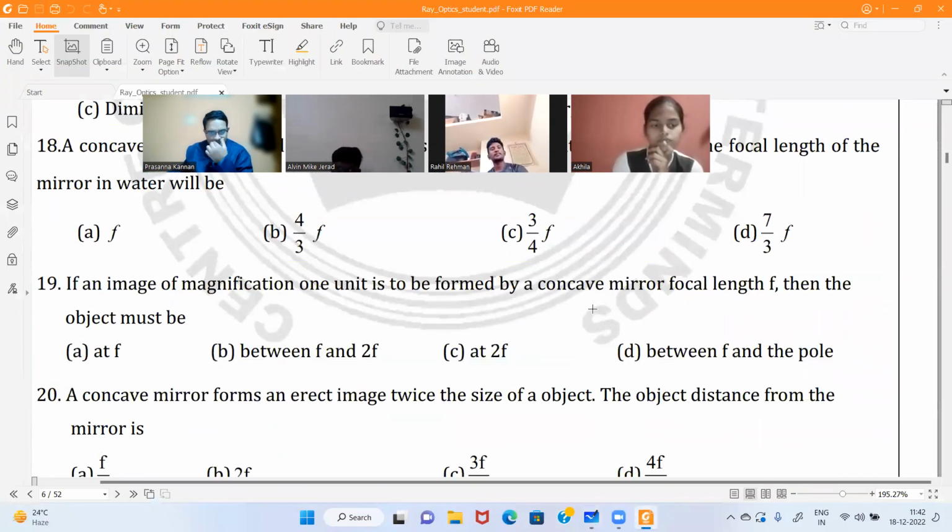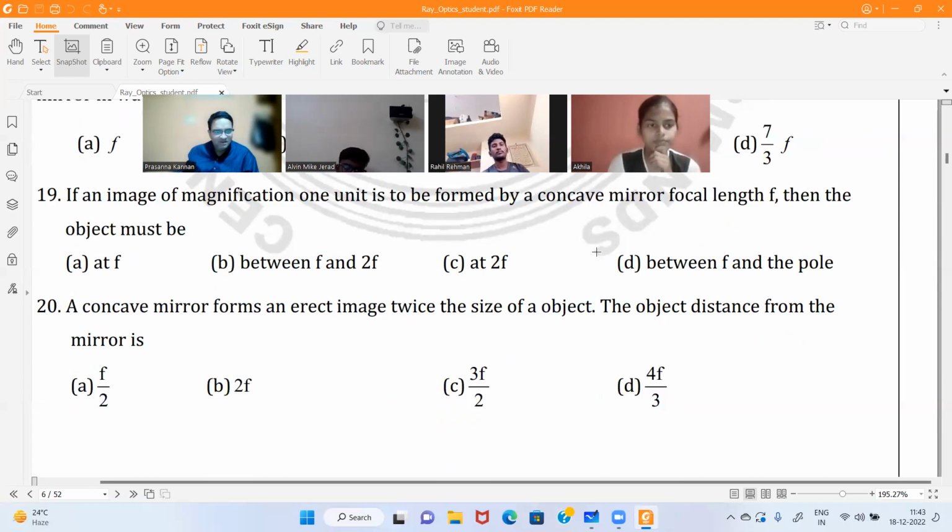Okay. Now tell me, if an image of magnification 1 has to be formed by a concave mirror of focal length f, then where should I place the object? Simple question. At 2f. That's all, at 2f. Once again, the diagram must come to your mind, okay? At 2f, that is nothing but the center of curvature. If you place the object there, the image will be inverted. And how much size? Same size, right? The image will also be formed at 2f. So the right answer is the third option. Are you clear? Yes, sir.